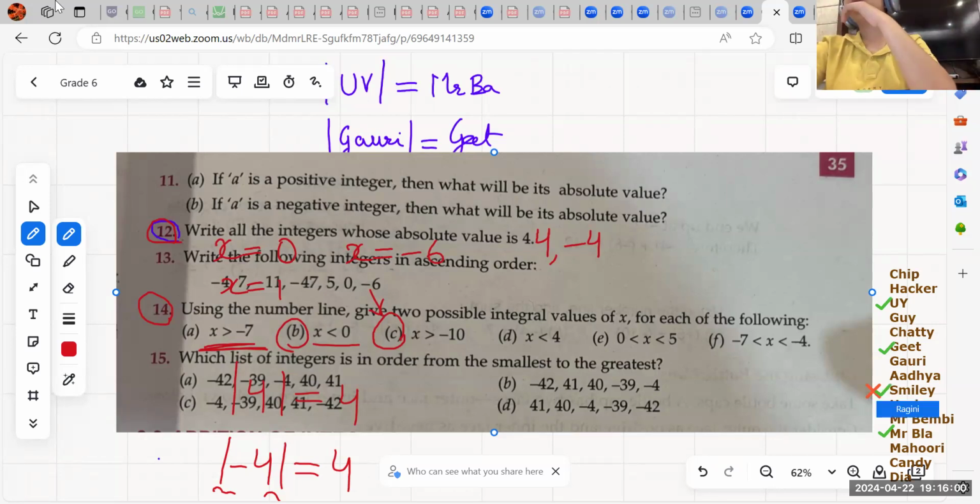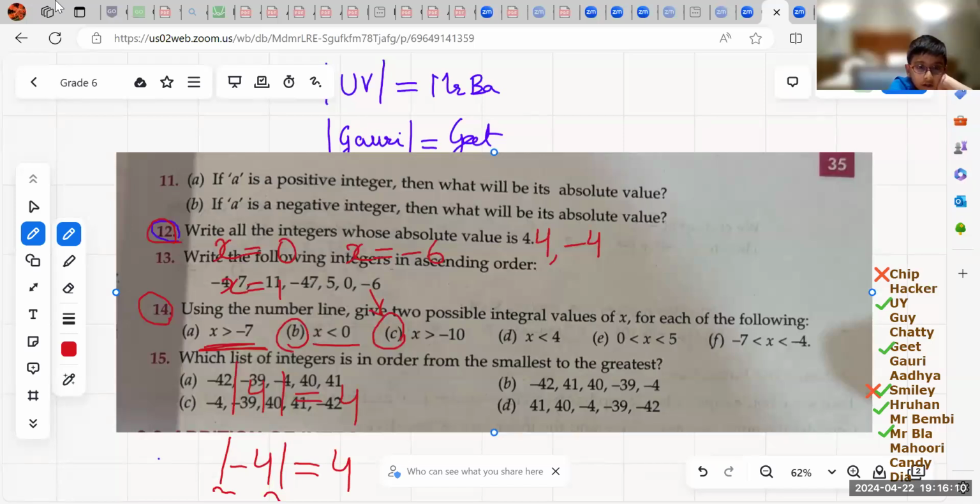Ragni, please check my answer. Sorry. So the thing you were explaining, absolute value, I understood that now.